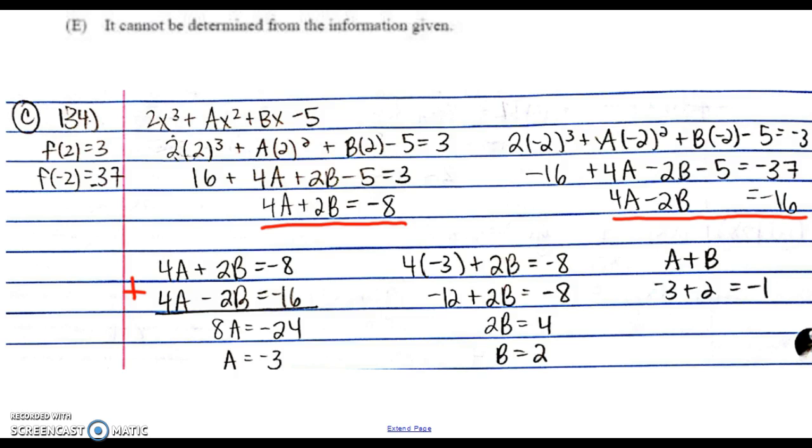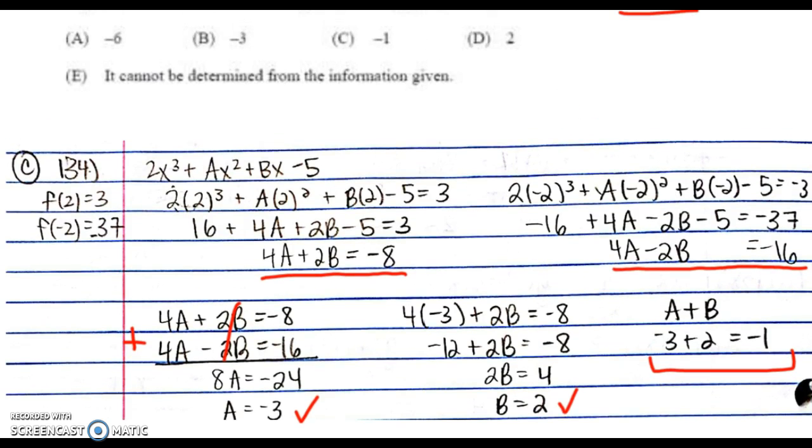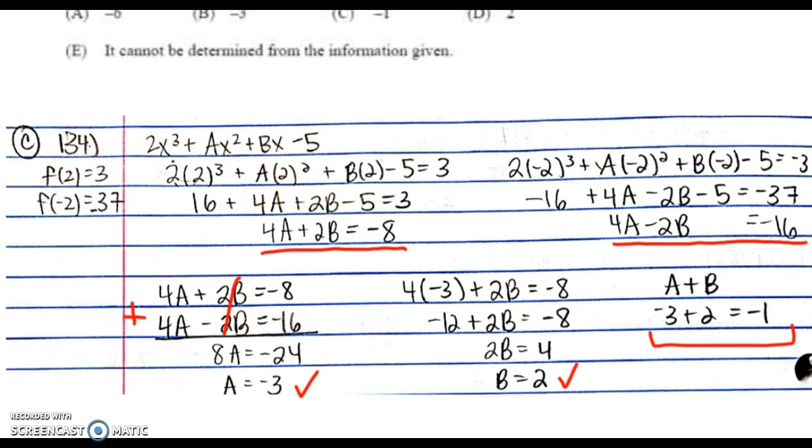So I added them. 4 plus 4 gave me 8a. 2 plus negative 2, that went away. Negative 8 plus negative 16, negative 24, there's my a. Pick one of those, plug and chug, there's my b. Just make sure that you remember you're doing a plus b, you're not just doing what's a, what's b. Answer should be negative 1.